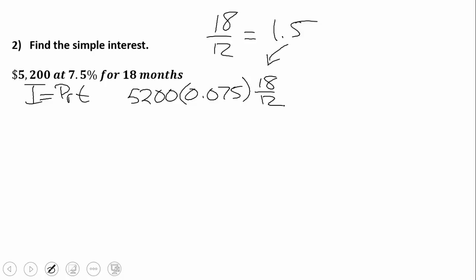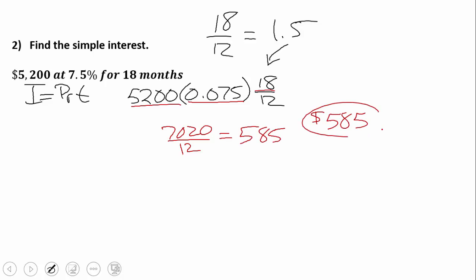It's real easy. So I take my calculator and I plug in 5,200, I plug in 0.075, and I plug in 18. I multiply all those together and I get $7,020. I divide it by 12 because I have a calculator to do it for me, and I get 585. So that's $585 of simple interest earned if I put $5,200 into an account at 7.5% for 18 months.